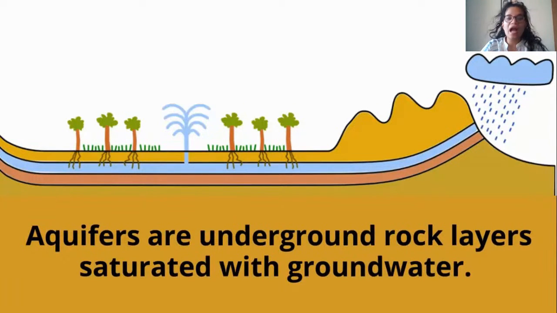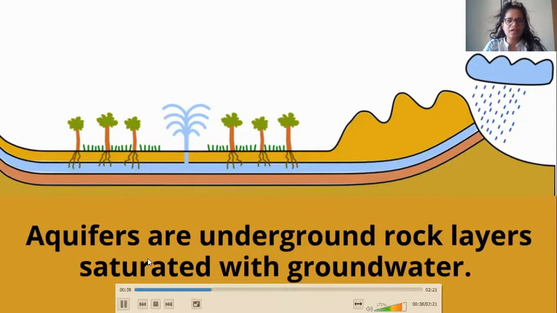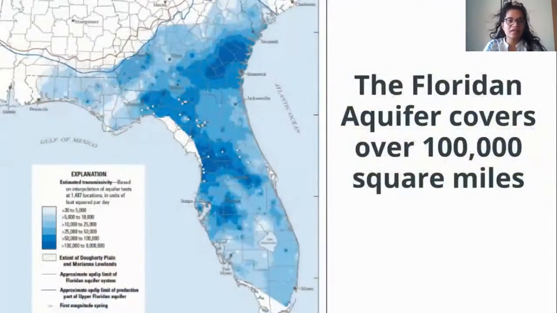Clear, everyone? So, what are aquifers? Aquifers are underground rock layers saturated with groundwater. Saturated means full of groundwater; it does not have any more place to hold it. Let me give you an example so you all will understand properly. The Floridan aquifer covers the entire state of Florida and is over 100,000 square miles. You all know Florida is a place, right? Now that is huge.